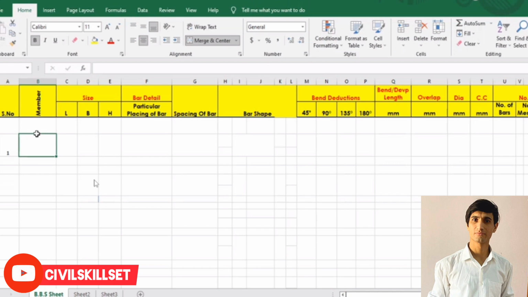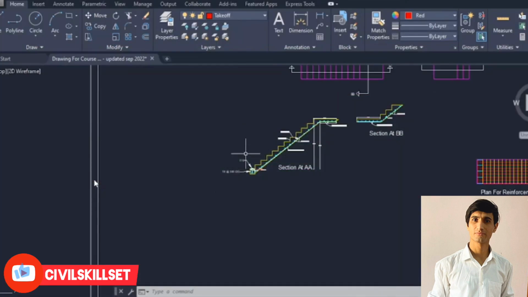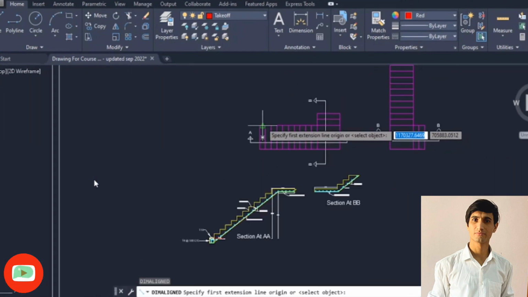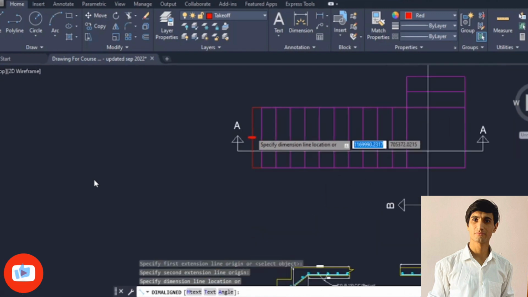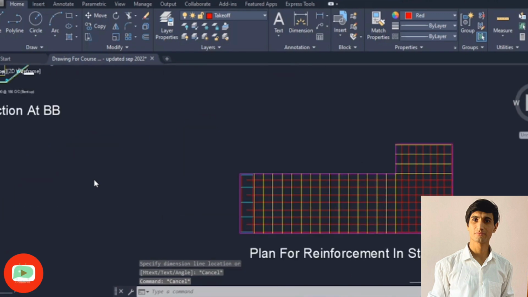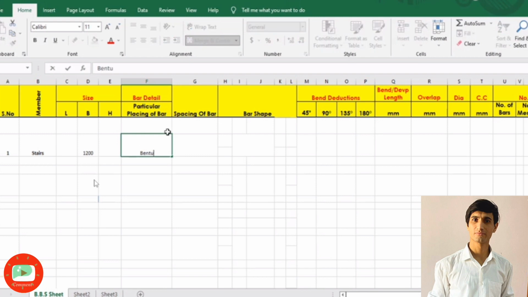Serial number 1. Members, we have a stair, and there is no need to add here the length for the stair, or you can give here the horizontal length, and no problem. Put here the breadth of our stair, that is 1200 millimeter. You can check in the plan as well. Breadth, because we are right now finding the bent up bar, and it will be in the direction of our width. In order to find out numbers, we need to find out this one, 1200. So this is what we need to find out in this direction. Now there is no need to put here the height as well. A particular placing of bar, so it is a bent up bar.